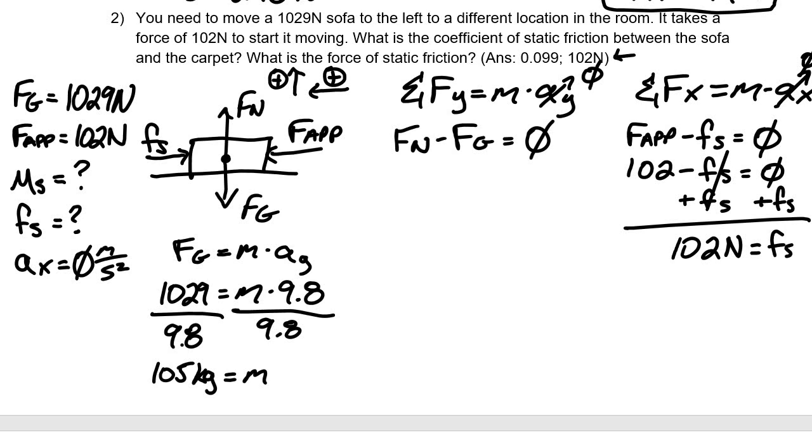We got our answer. And the next part is to find out what the coefficient of static friction is equal to. Well, don't we know the formula? Static friction is equal to mu s times Fn. Okay, well, we know the value of our static friction, 102. The mu s is what we're trying to find. Oh, wait a minute. Normal force. Oh, we don't have normal force. We have a bottleneck here. We have two unknowns.